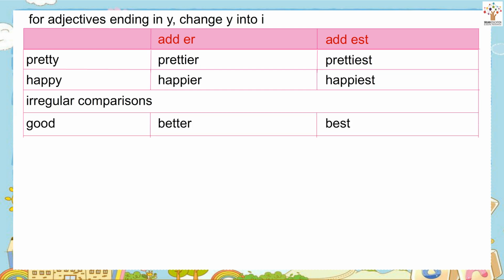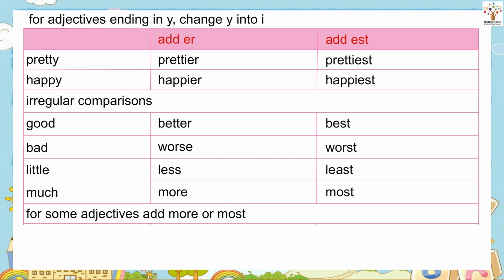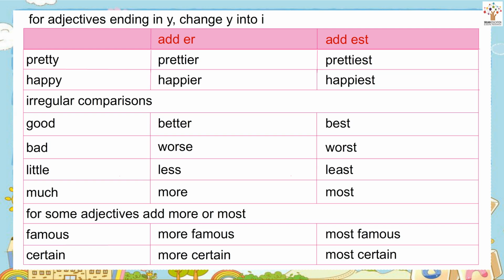Irregular comparisons. Good, better, best. Bad, worse, worst. Little, less, least. Much, more, most. For some adjectives, add more or most. Famous, more famous, most famous. Certain, more certain, most certain.